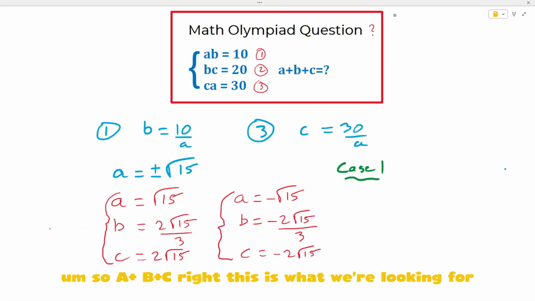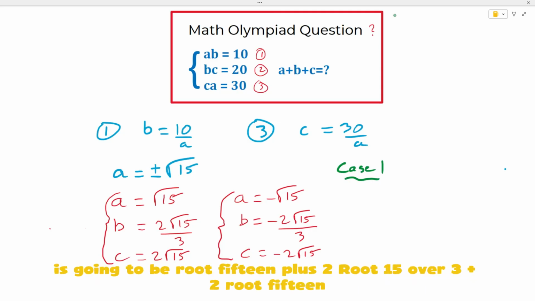So a plus b plus c, right? This is what we're looking for, is going to be root 15 plus 2 root 15 over 3 plus 2 root 15.